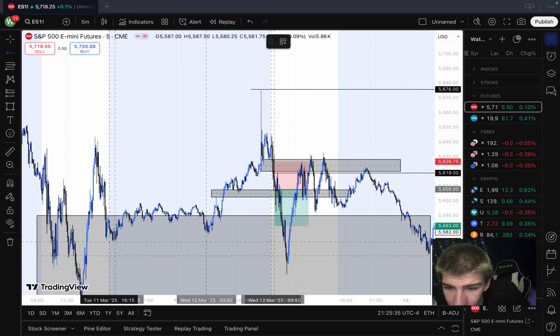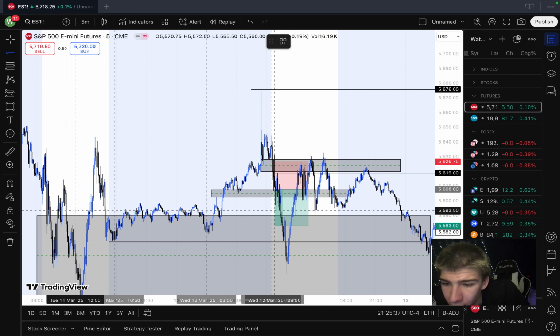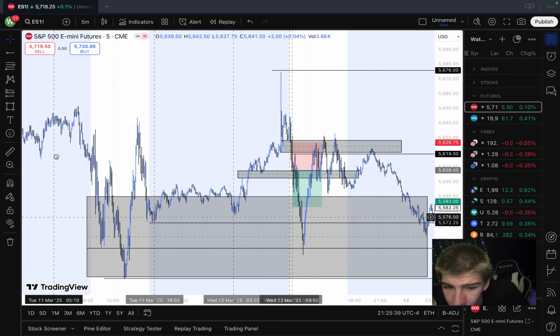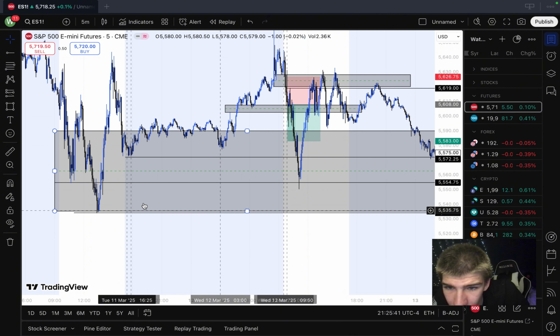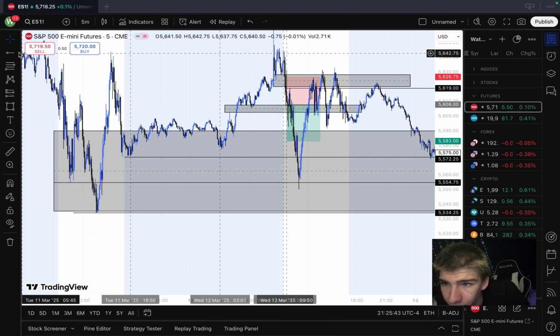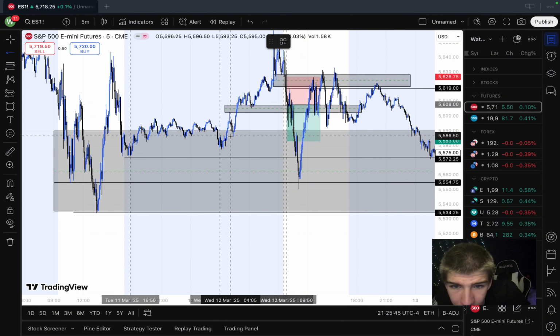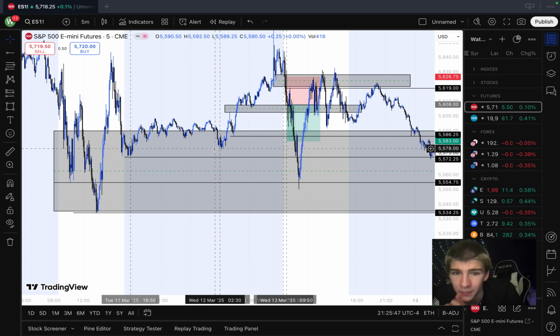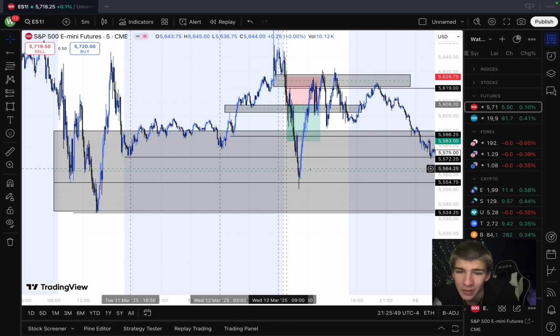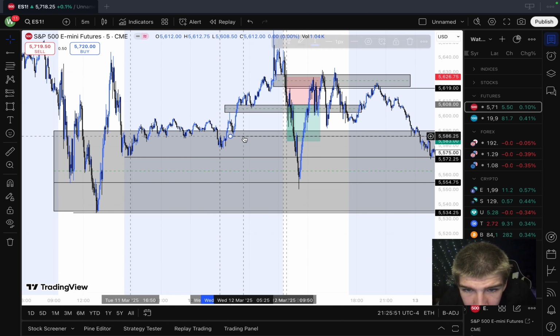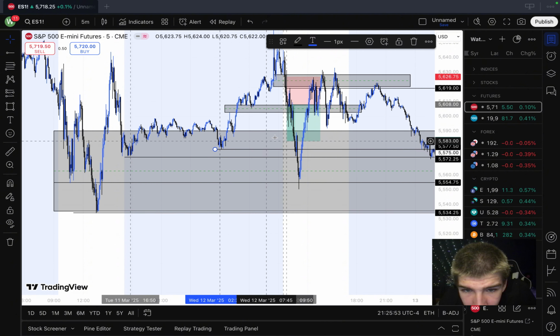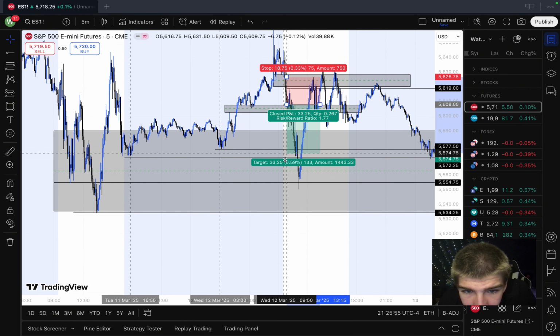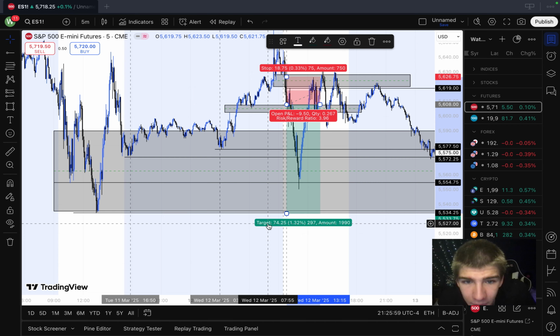So you have these lows, and these lows, and then these lows. So this would probably be my first take profit right here. You always have this, but I think this is better drawn liquidity. Actually, no, this is definitely better drawn liquidity. So first take profit, second take profit, third take profit, and then final take profit. So that's what my trade probably would have been.